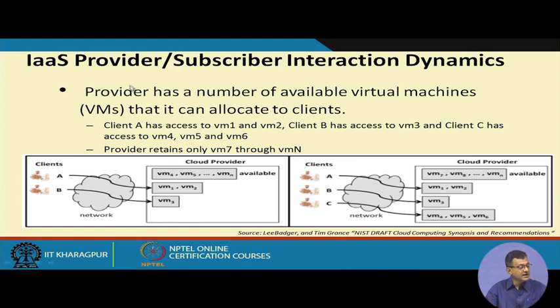Like in this case, A has access to VM1 to VM2, whereas B has access to VM3, where client C has access to VM4 to VM6, and the provider retains VM7 through VMN for his other users. So, that can be a model, and these are typically done like that.